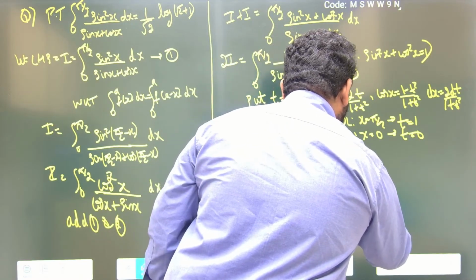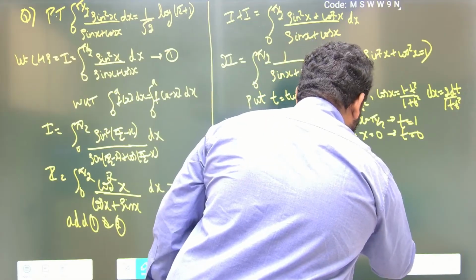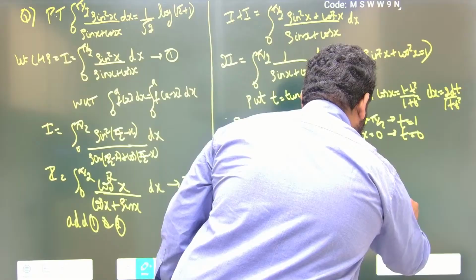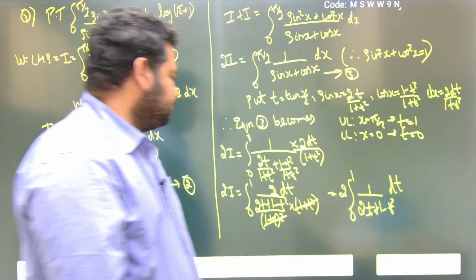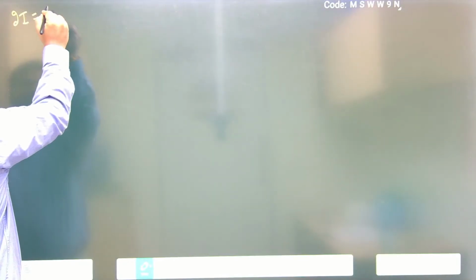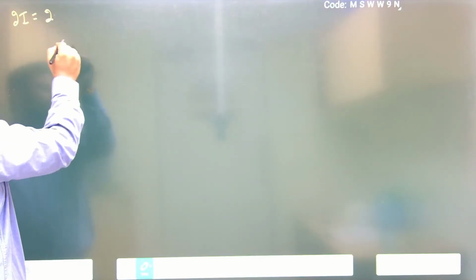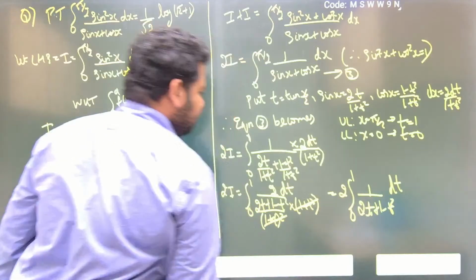I will have 1 by (2t plus 1 minus t square). We have done the completing the square method in the previous question itself. Let me take it on the next page. So we will have 2I equal to 2 times the integral of 0 to 1.